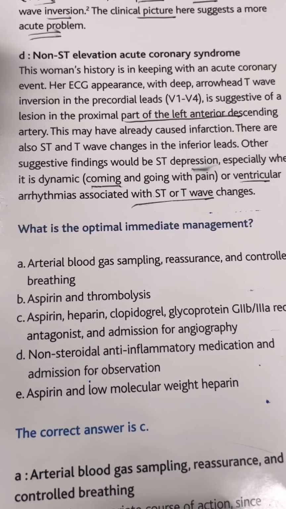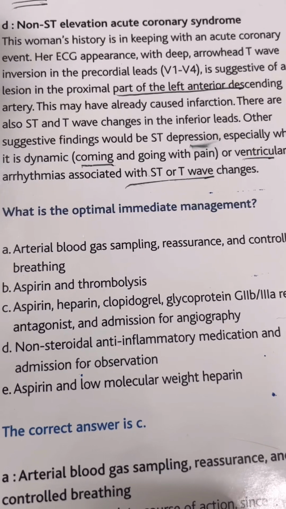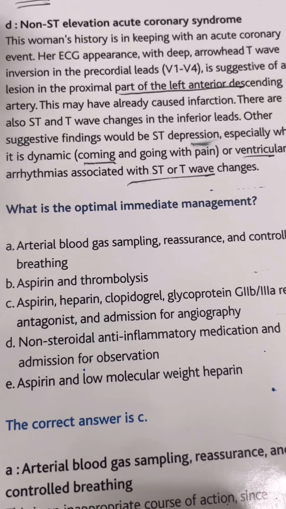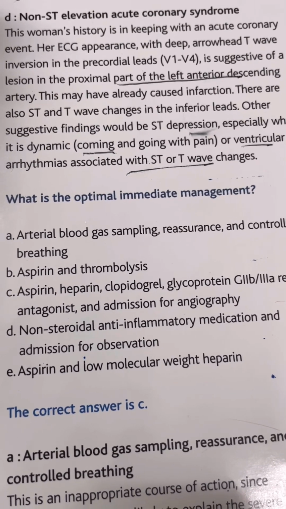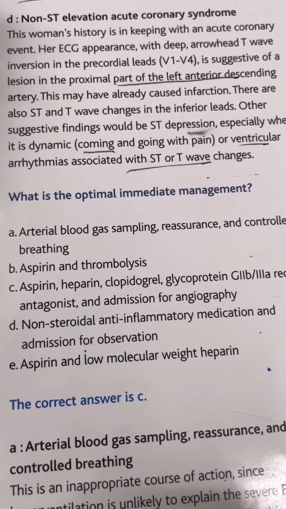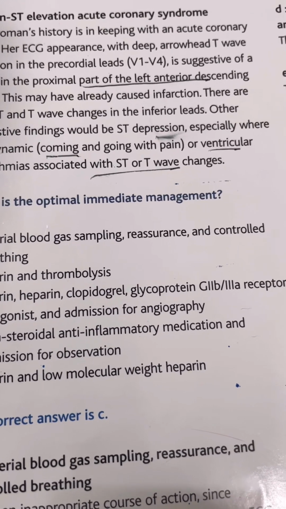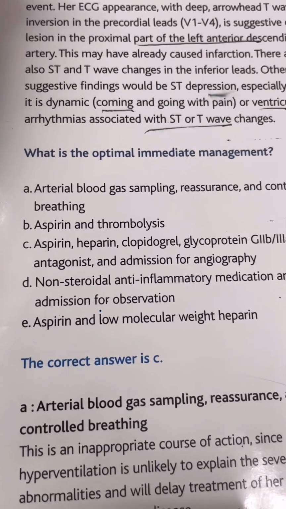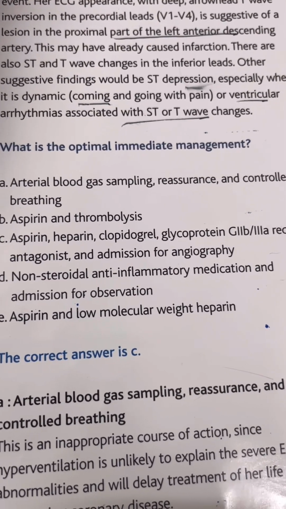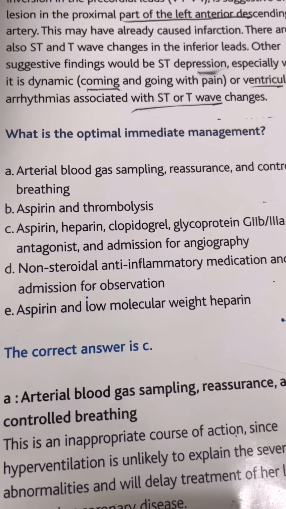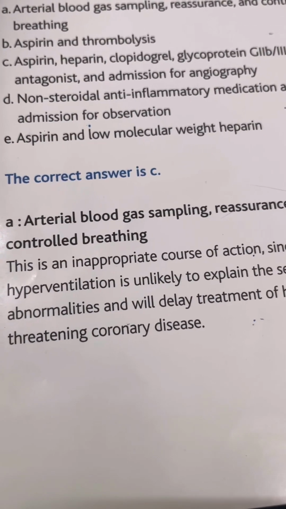Then, what is the optimal immediate management? A, arterial blood gas sampling, reassurance and controlled breathing. B, aspirin and thrombolysis. C, aspirin, heparin, clopidogrel, glycoprotein IIb/IIIa receptor antagonist, and admission for angiography. D, non-steroidal anti-inflammatory medication and admission for observation. E, aspirin and low molecular weight heparin. Now the correct answer is C.